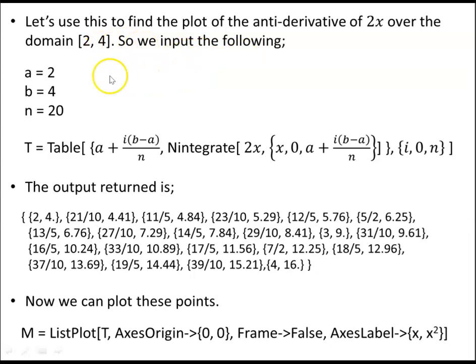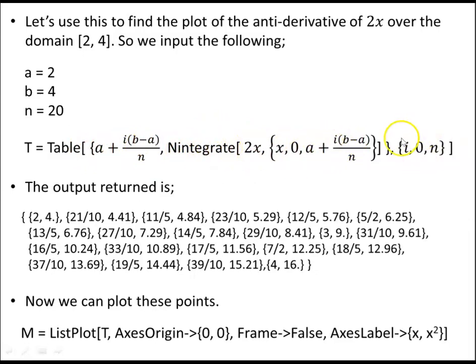So we input the following into the program. A is 2, the lower integration limit. B is 4, the upper integration limit. And we're going to use n equals 20. So we're going to produce 20 ordered pairs, which can then be plotted. We'll do this from a table. We'll give the table a name, capital T, for instance, and we'll call up the function Table. And we're going to use this combination between these braces. Between these braces, we have the horizontal coordinate being produced here, and then the vertical coordinate being produced here.